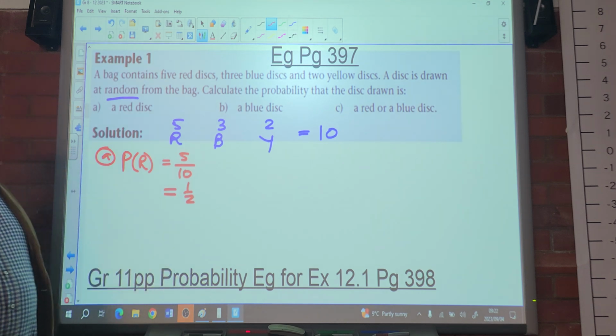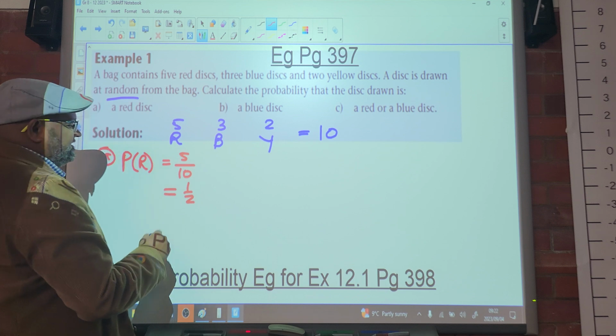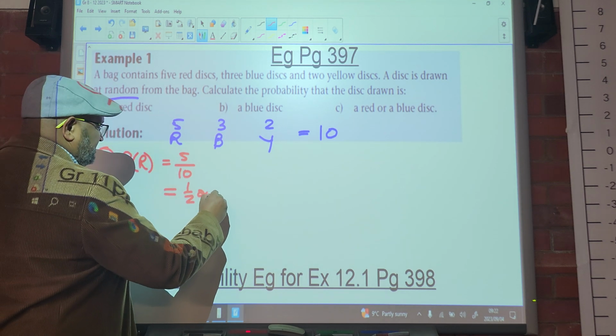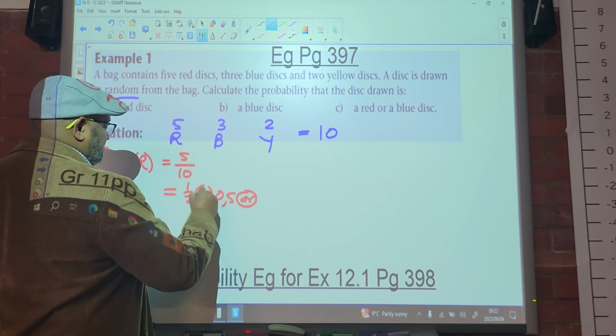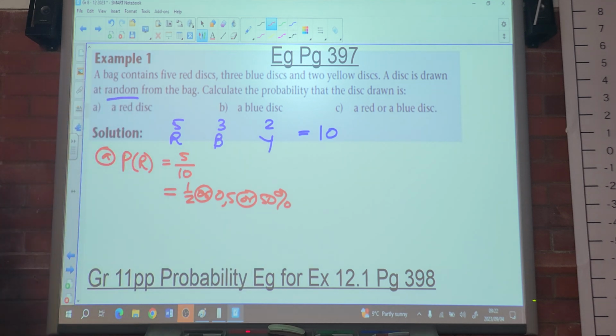We always tend to simplify. And earlier on we also mentioned that the half could be represented as a half or 0,5 or 50%. All of these are acceptable. You're going to get full marks for it anyway. You don't have to write all 3. Any one of it will suffice. Let's look at B.